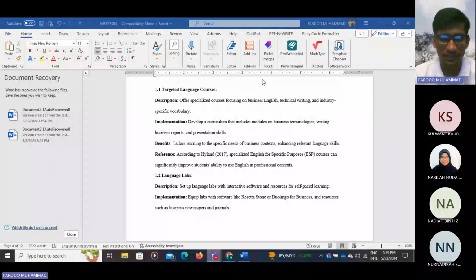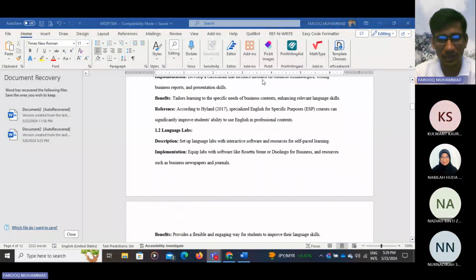I use this reference for the target language courses: according to Helen 2017, in ESP, courses significantly improve students' ability to use English in professional contexts. If they are not having courses according to their streams, how will they excel in their fields? So the second solution will be the language labs.